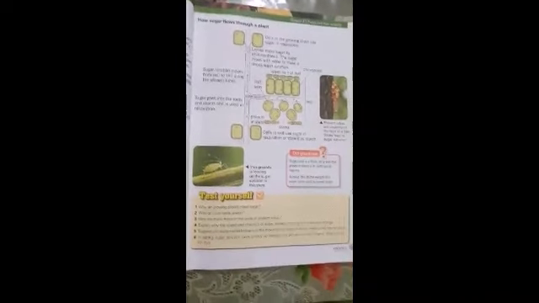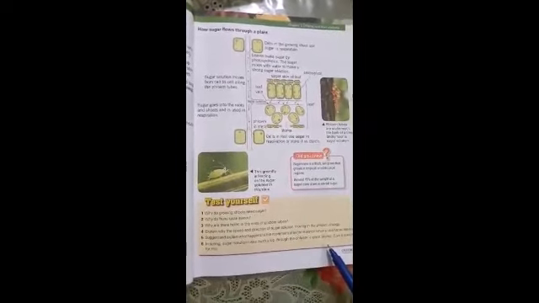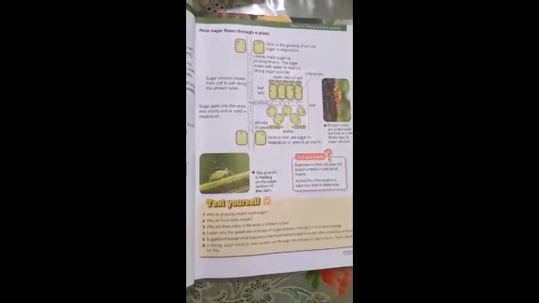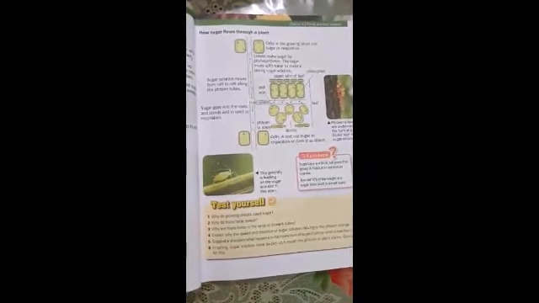Question number 6. In spring, sugar solution rises quickly up through the phloem in plant stems. Give a reason for this. Beta, in spring, sugar stored in the roots is used by the plant to start growing again.